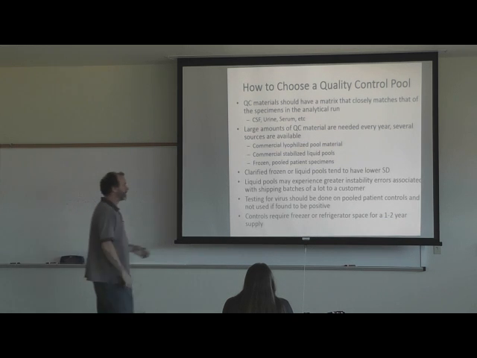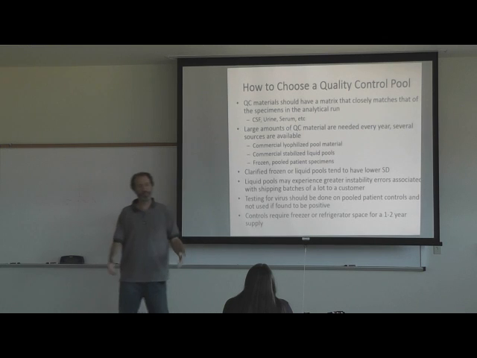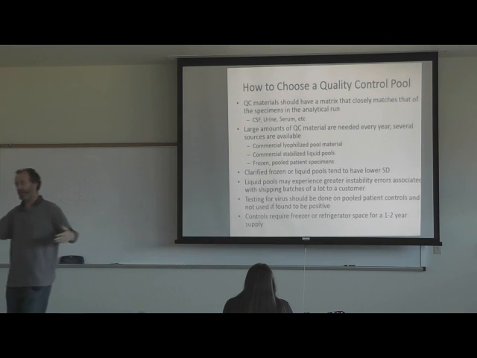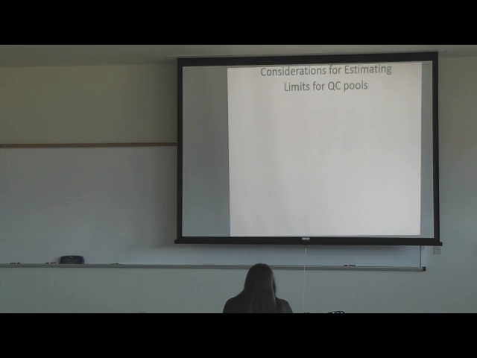Controls require freezer or refrigerator space for up to a year to 2 years supply. So when you get these huge supplies, you're going to store them. You need a good place to store them.